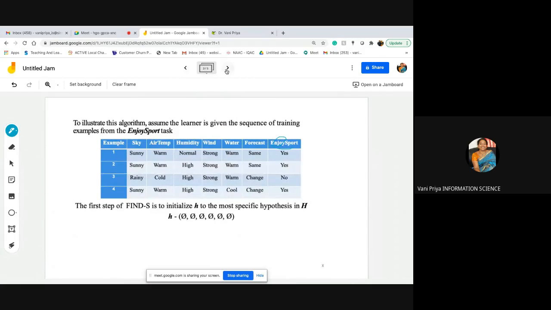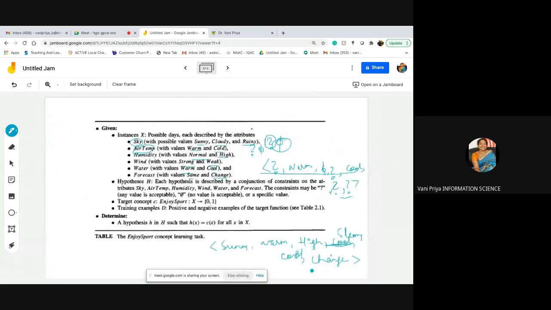So how are you going to determine whether the enjoy sport concept is true or false, I mean yes or no, for this test case? Based on the hypothesis. What does the hypothesis say here? The sky can be anything, so sunny is acceptable and matches the hypothesis. Next, air temperature must be warm. Yes, this is warm. Next, humidity must be null, meaning no value is acceptable. But here we have the value high, so this does not match the hypothesis.